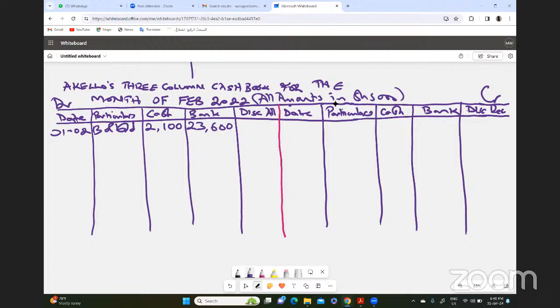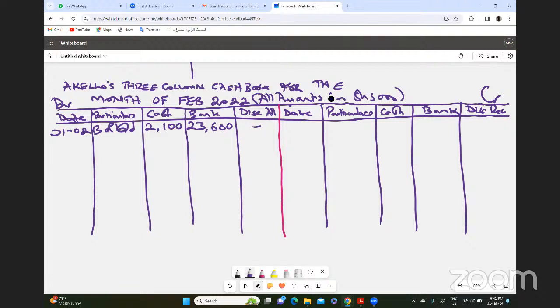$23.6. No discount, okay? That is it. That is all you needed to do. That is our opening balance. The reason why I'm putting it on the left-hand side is because assets have a debit normal balance. Are we together? Assets have a debit normal balance. So any balance brought down shall be on the debit side, and it is the balance that has to start off that ledger.